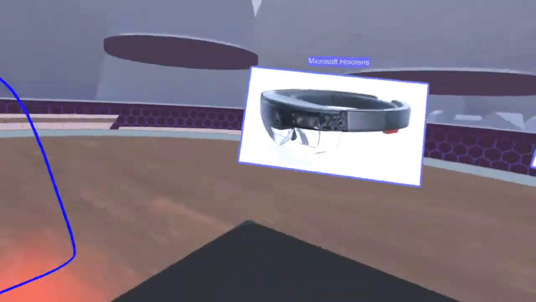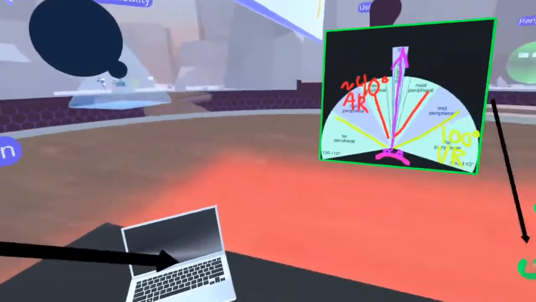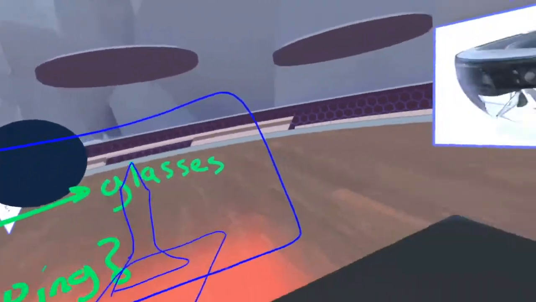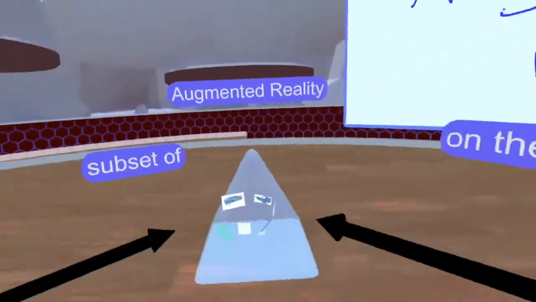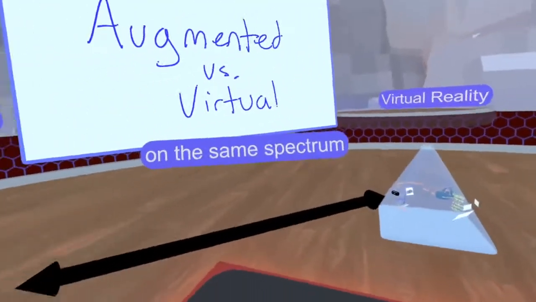So that was a little overview of AR. AR, like VR, has a long way to go, probably a little longer actually, although a lot of people think that AR is going to be possibly one of the more impactful technologies.